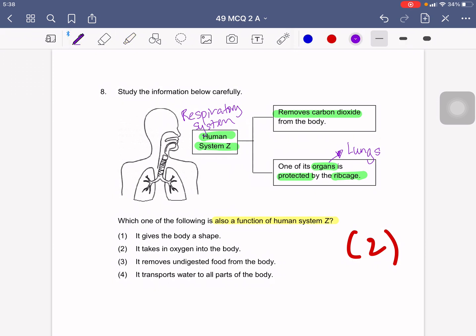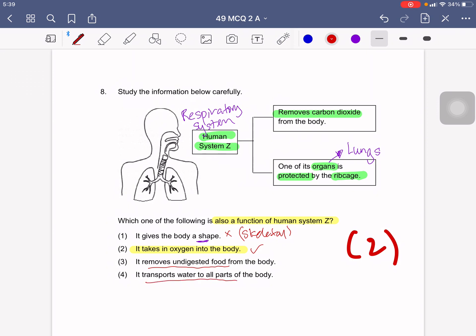Alright, so you recall respiratory system, does it give the body a shape? Answer is no. This is the function of skeletal system. Alright, takes in oxygen into the body. Yes, this is correct. Okay, just like it removes the carbon dioxide, respiratory system also takes in oxygen. Remove undigested food from the body. That's not correct. Okay, so this is not the function of the respiratory system.